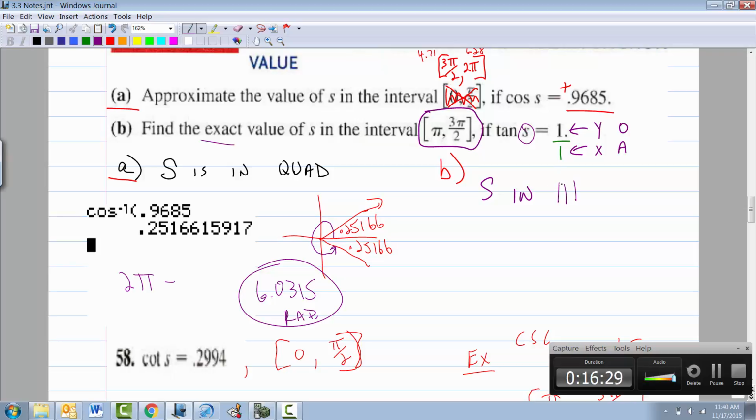Now, this better be done. This should already be done. What's the answer, those that know it? Where do you get a tangent of 1 over 1? Tangent of an angle measure equals 1. What kind of angle measure? 45. What's the 45 in quadrant 3?